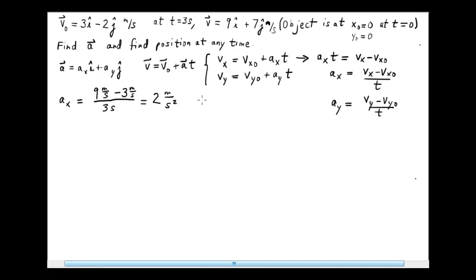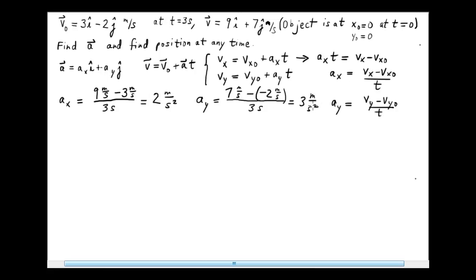So we've got that. Ay, likewise, can be found very easily. Ay will also be this kind of a fraction. Vy is 7 meters per second. Vy0 is negative 2. So it's minus, be careful here, minus negative 2 meters per second, divided by 3 seconds again. And so what do we get? We have 9 meters per second over 3 seconds. So this is just 3 meters per second squared.